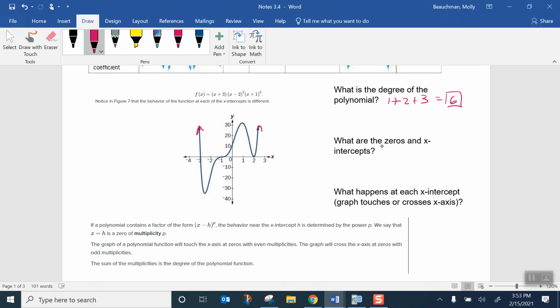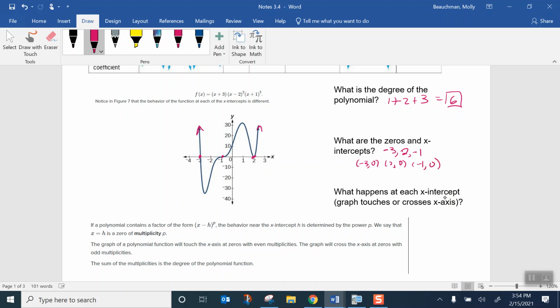The zeros, or x-intercepts, if you set each of these factors equal to 0, x plus 3 equals 0, you get negative 3 is a 0. X minus 2, set it equal to 0, you get x equals 2. And then x plus 1, set that equal to 0, you get an answer of negative 1. So the zeros are at negative 3, 2, and negative 1. The intercepts themselves are (negative 3, 0), (2, 0), and (negative 1, 0).